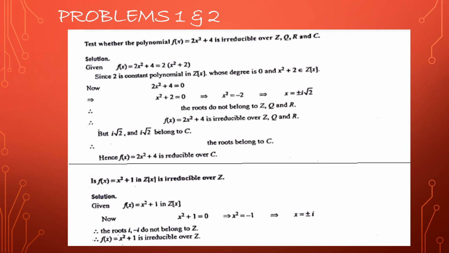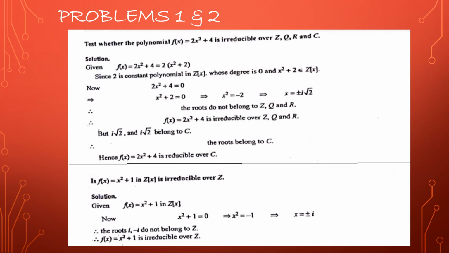So clearly they have told that the roots do not belong to Z, Q and R. Therefore, the function is irreducible over Z, Q and R. Are you able to follow? They are irreducible over Z, Q and R. But it is reducible over C.